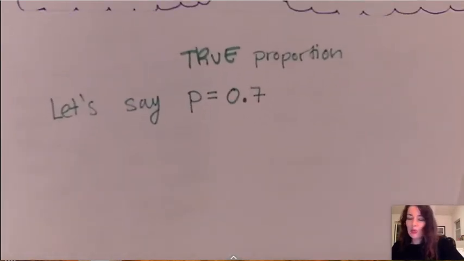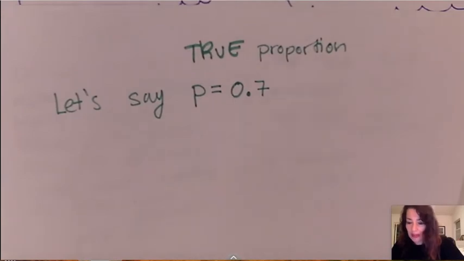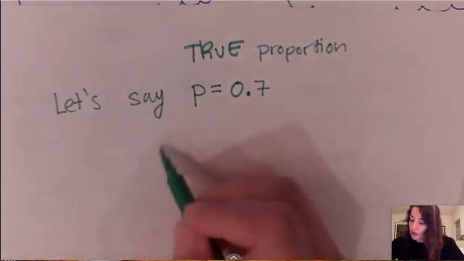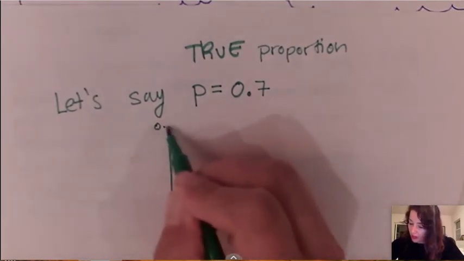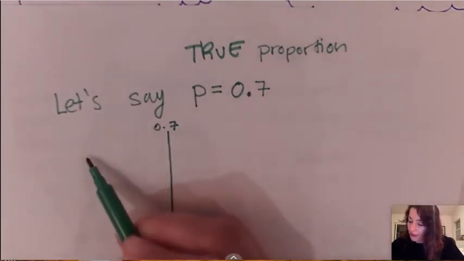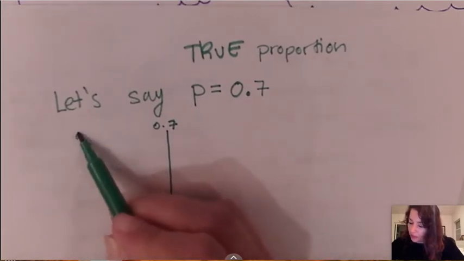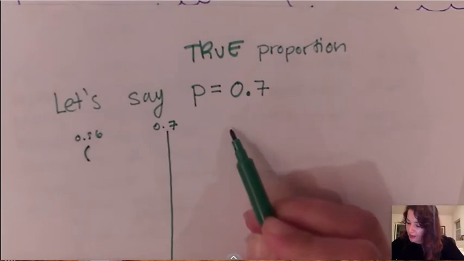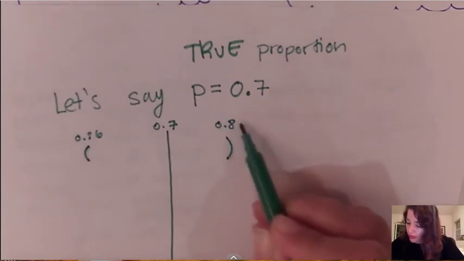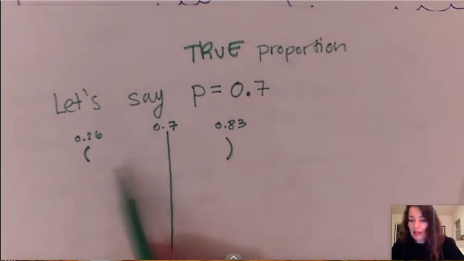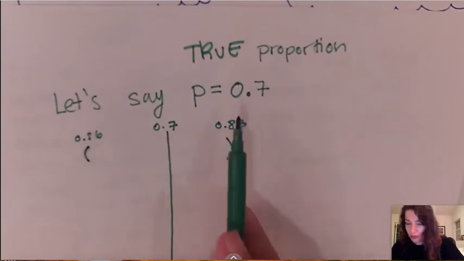Let's say we know what the true proportion is. Now, normally we don't know what it is, but let's say we know what it is. So we have 0.7 that is somewhere here. And let's say our first interval is something like 0.56 and 0.83. I'm just making up numbers. So 0.7 is in between these two bounds, so we have captured the true proportion.